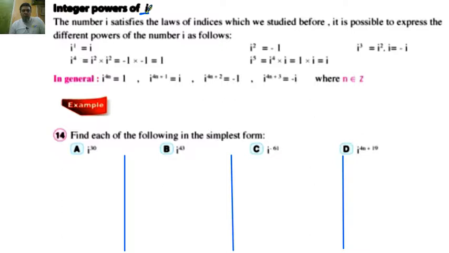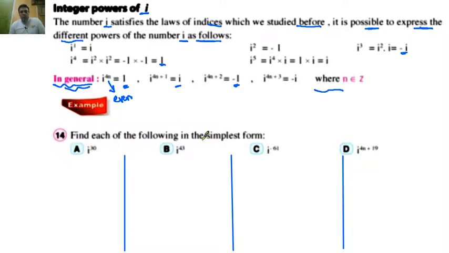Integer powers of i. The number i satisfies the laws of exponents, which we studied before. It is possible to express the different powers of i as follows: i to the power 1 equals i. i to the power 4 equals i squared times i squared, which equals negative 1 times negative 1, equals 1. i squared equals negative 1, i cubed equals i squared times i, which equals negative i, and so on. In general, i to the power 4n equals 1, i to the power 4n plus 1 equals i, i to the power 4n plus 2 equals negative 1, and so on.